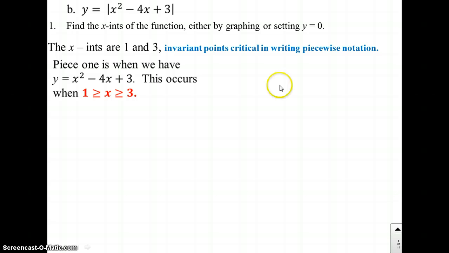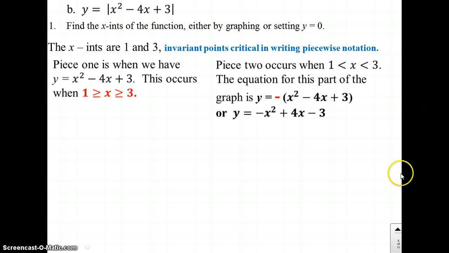So piece 1 occurs when we have x squared minus 4x plus 3, when everything inside the absolute value sign is positive. And that's going to occur outside the two x-intercepts, when x is less than 1 or greater than 3. The second piece of this occurs when x is greater than 1 but less than 3, so in between the two x-intercepts. And that's going to be the negative part of this function. So the negative of x squared minus 4x plus 3. Or if you multiply through by that negative sign, you get negative x squared plus 4x minus 3.